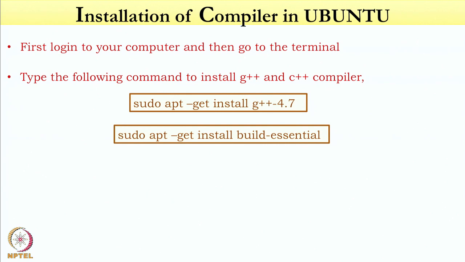You have to type it: first you log into your remote machine and then you go to the terminal in Ubuntu and then you just type sudo apt-get install g++-4.7. So what will this install? It will install the compiler G++.